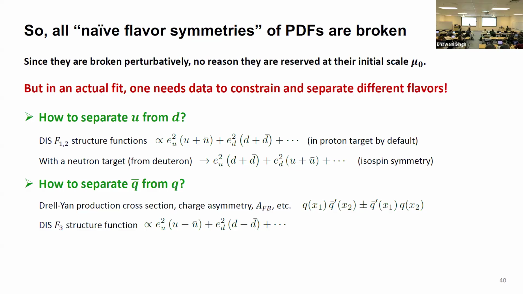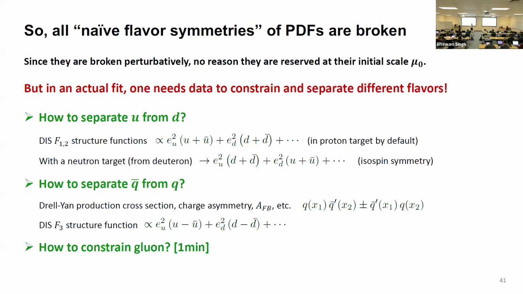And these two flavors don't have to be the same, because for W production, you are mixing up and down, U and D bar. But for photon and Z production, we have U U bar, D D bar, but they all give constraints on the anti-quark PDF. Another one is the DIS structure function F3. F3 is a parity violating structure function, and there it depends on U minus U bar, D minus D bar, instead of U plus U bar, D plus D bar. By combining all this, we can hopefully distinguish U bar from D bar.